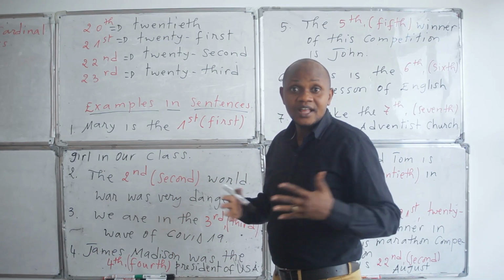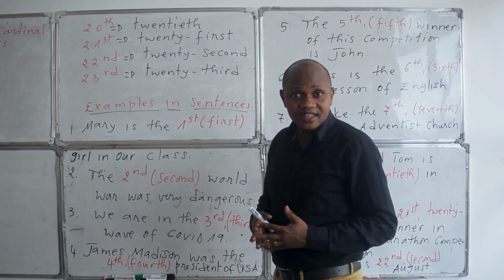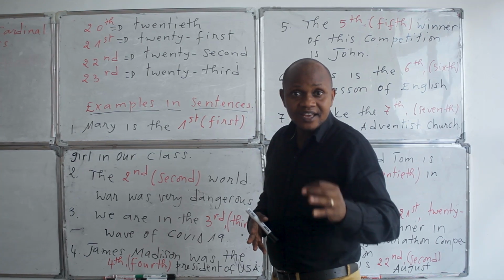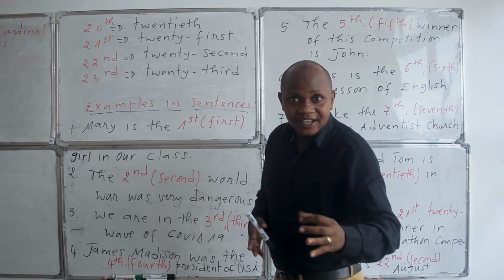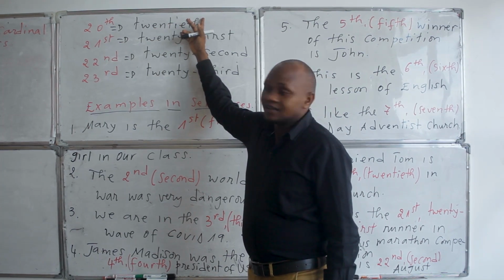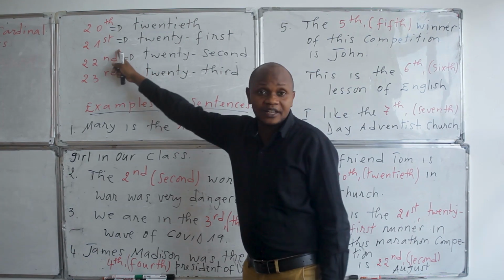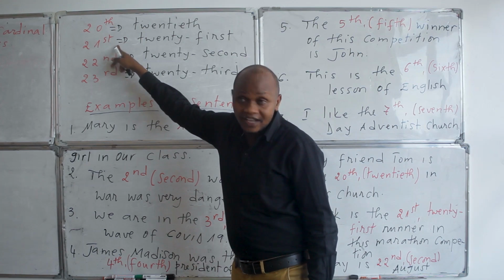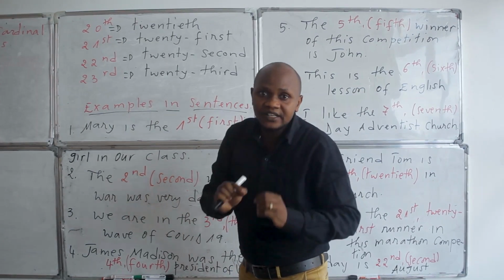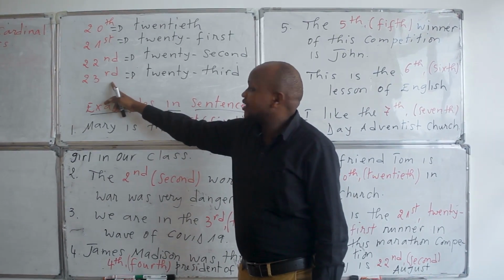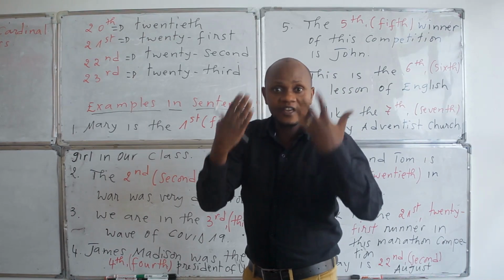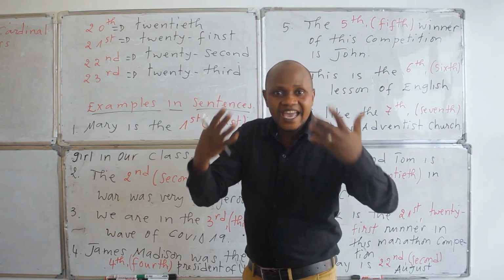12, 13, 14, 15, 16, 17, 18, 19. Ugeze kuri 19 uhita uvuga 20th, 21st. Ubwo ni 21 kubera dufite 1 nka first. No, ugeze kuri 21 ntabwo uvuga ngo 21th. You say 21st, 22nd, 23rd, ugakomeza. Ushobora no kuvuga 24th, 25th, 27th, 28th, ugakomeza.